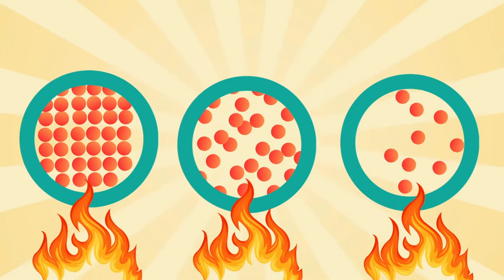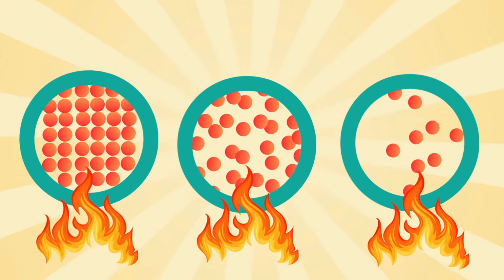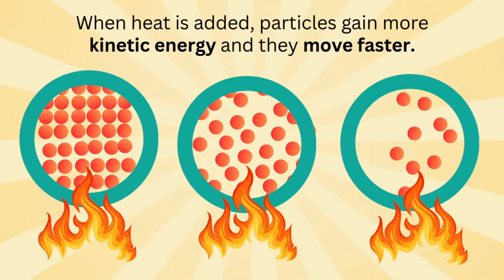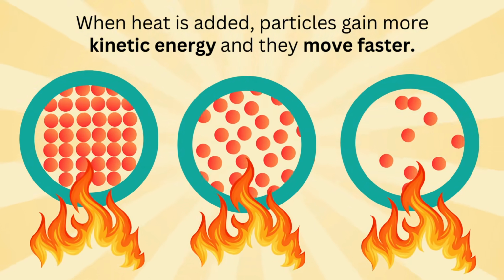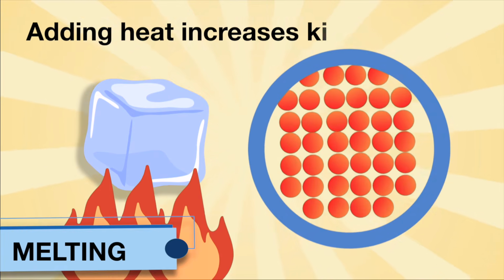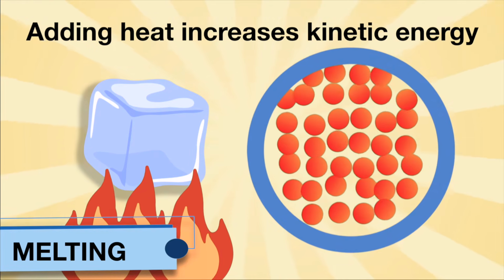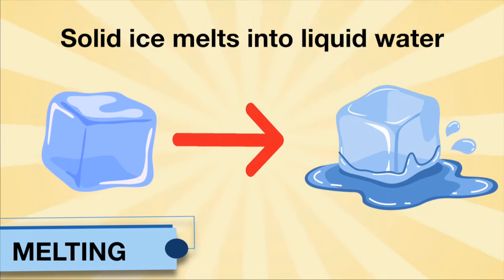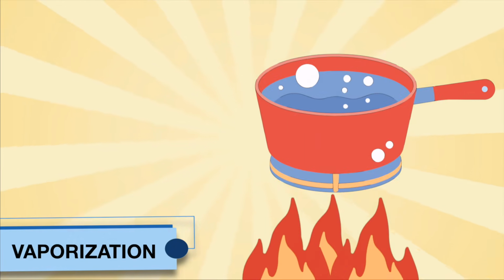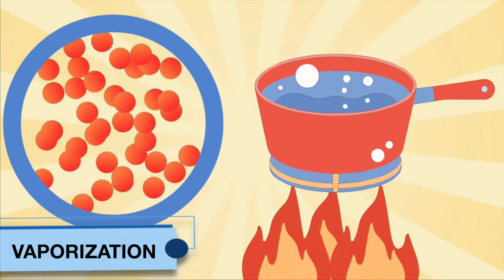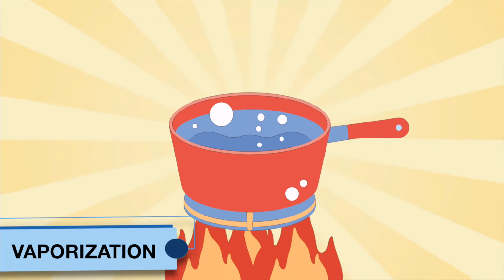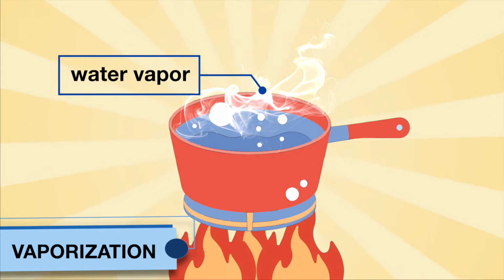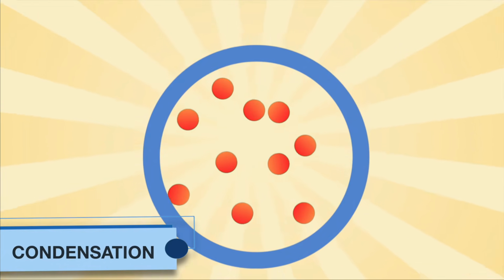Heat energy has a powerful effect on particles. When heat is added, particles gain more kinetic energy and move faster. Heating a solid increases vibrations until the particles break free, causing the solid to melt into a liquid. Heating the liquid further makes the particles move quickly enough to escape into the air, turning into a gas. This is called vaporization. The reverse can also happen.